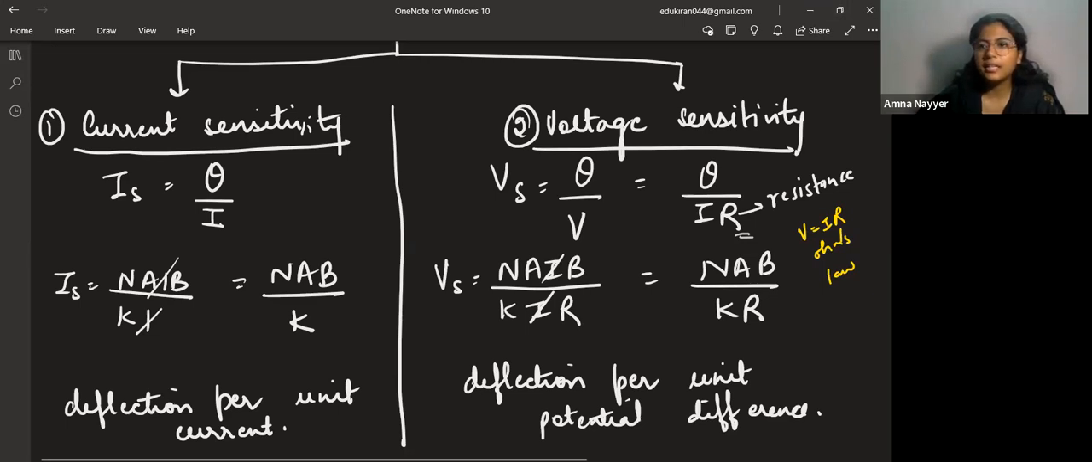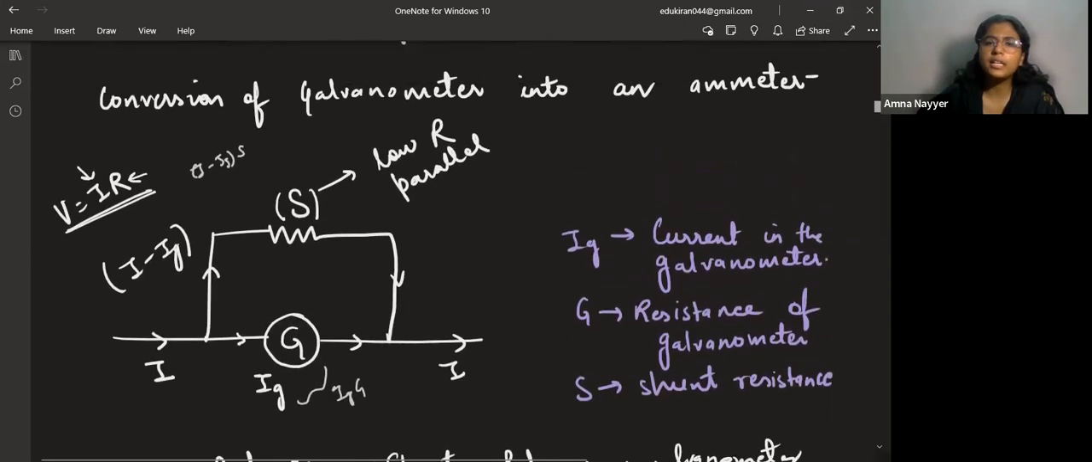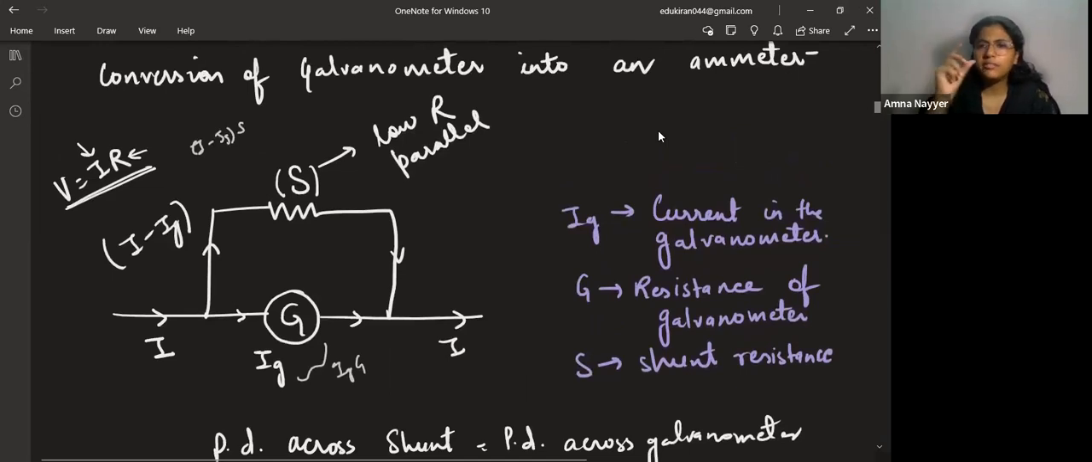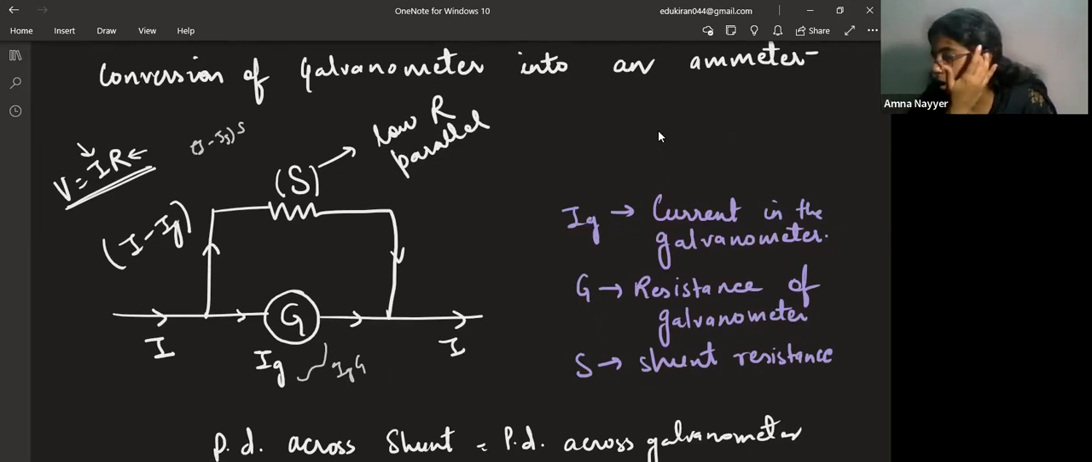Now, see the conversion of galvanometer into ammeter. A very low resistance will be connected in parallel with the galvanometer. We call this resistor a shunt, S-H-U-N-T, shunt. So resistance is low and we connect it in parallel.